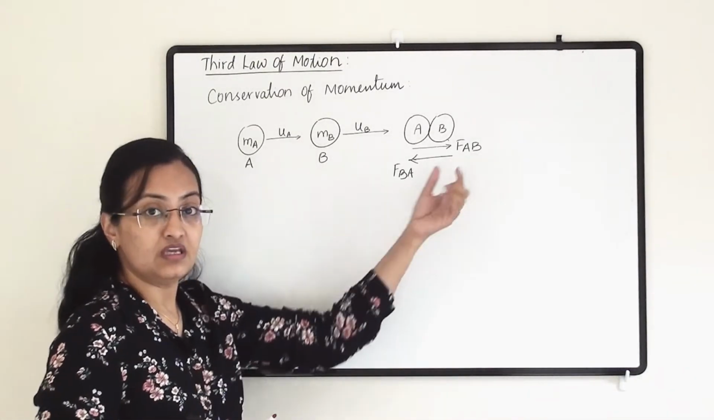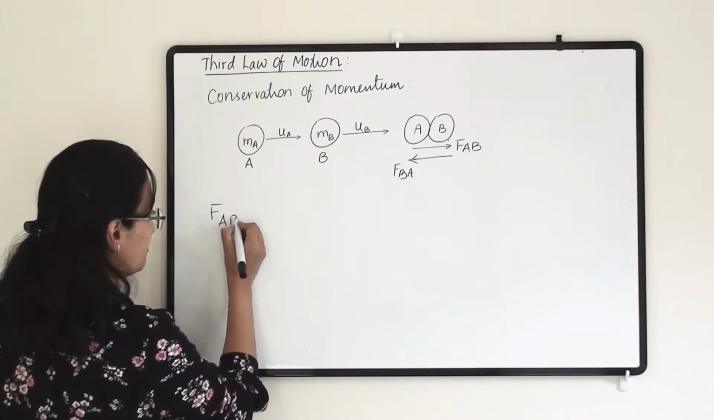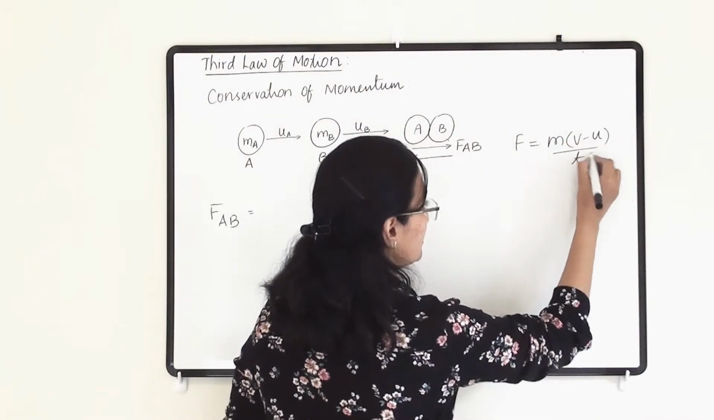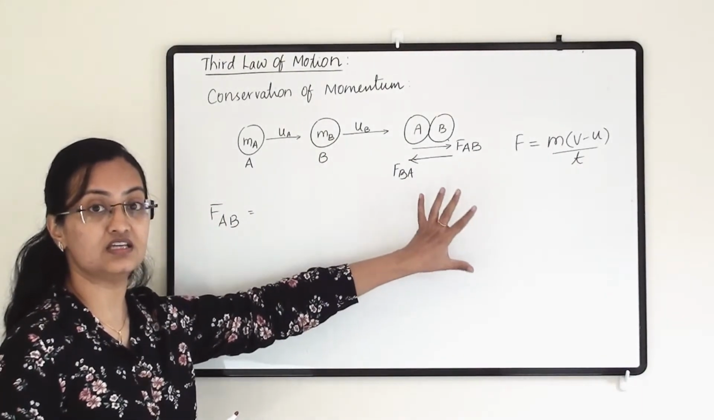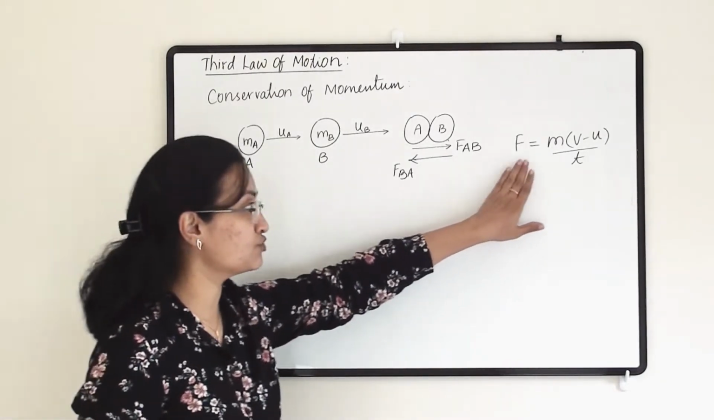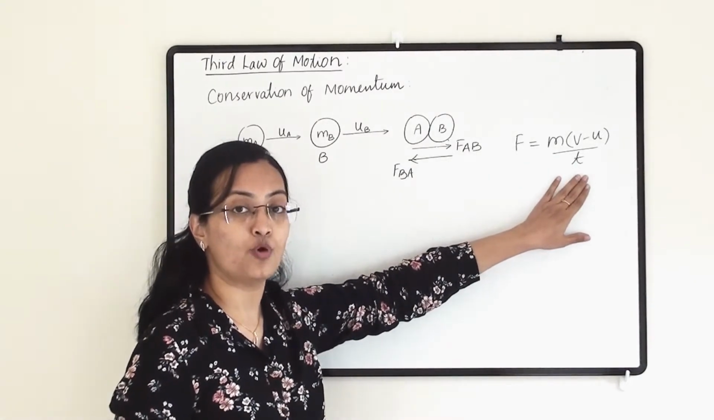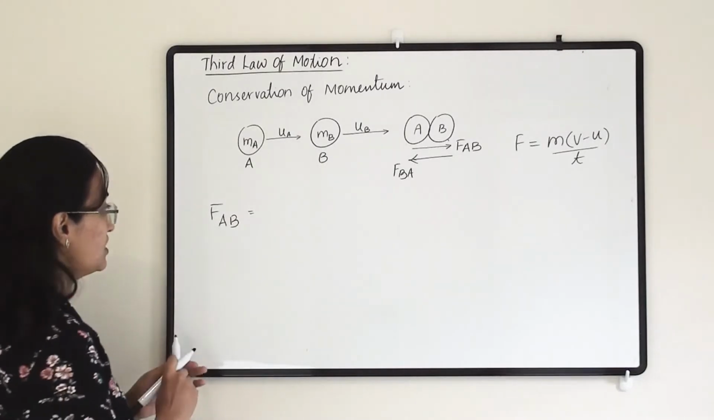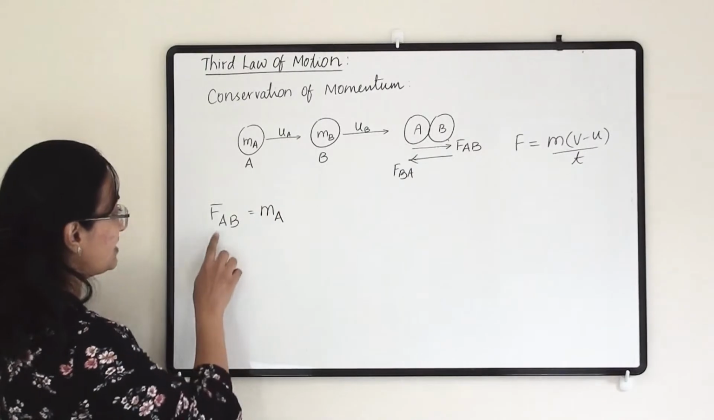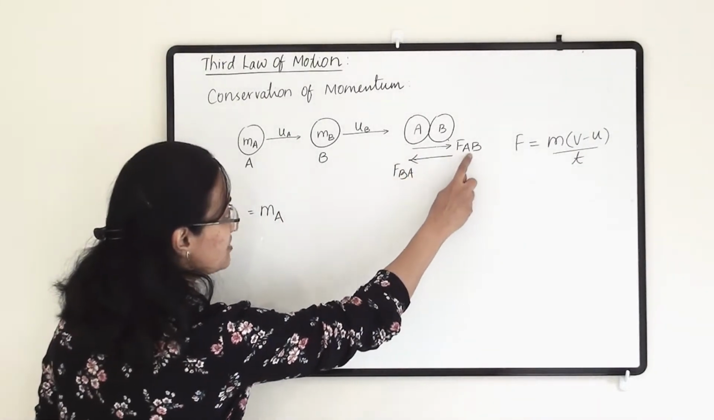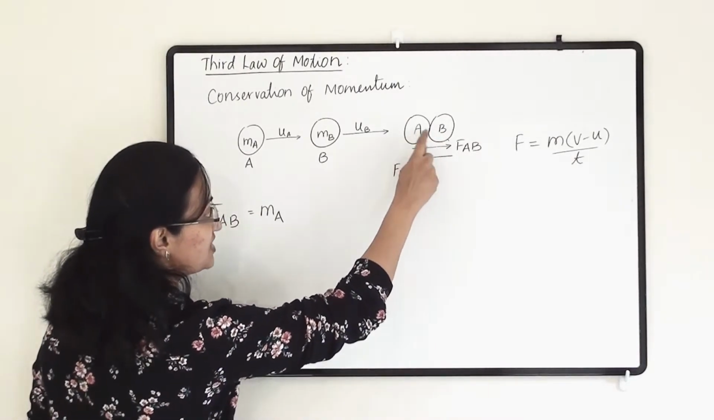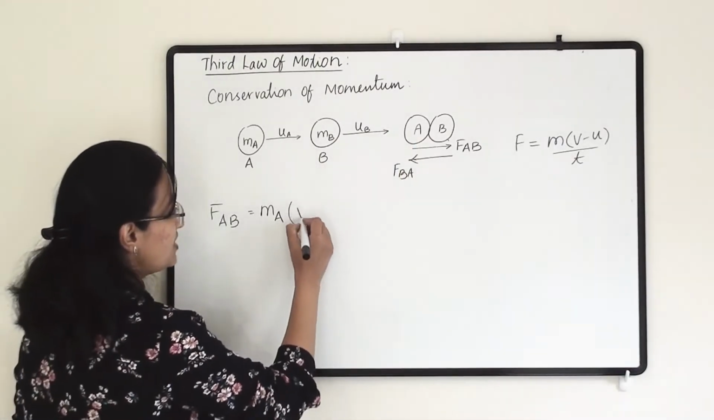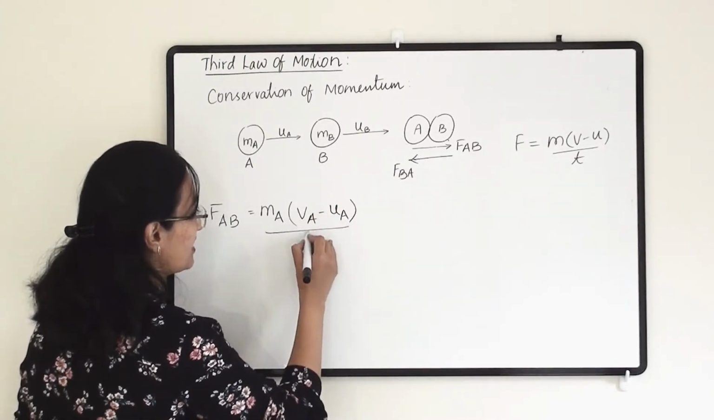Let us convert this FAB into its mathematical formulation. What is the formula for force that we have studied? F equals m(V minus U) divided by T. This is the formula of force, and this is the rate of change of momentum. When this much force is applied on the object, this much rate of change of momentum will be there in the object. Here we write MA because we are considering FAB, the force in this direction, where object A applies force on B. We consider the velocities of A, so it is going to be FAB equals MA(VA minus UA) divided by T.